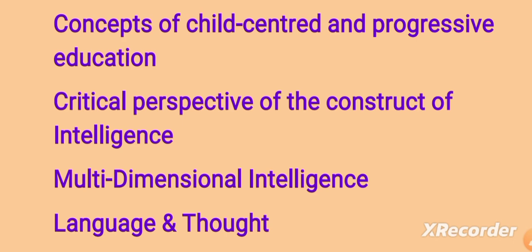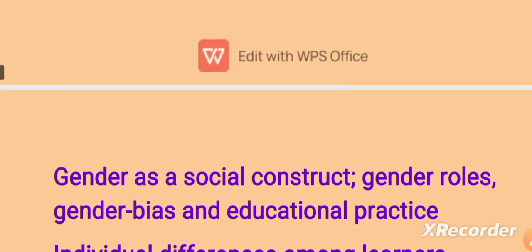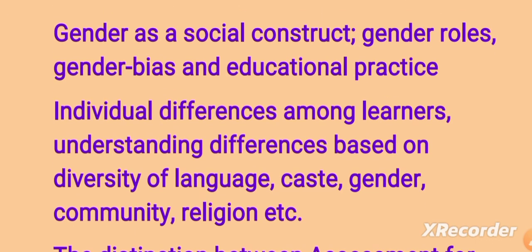critical perspective of the construct of intelligence, multidimensional intelligence, language and thought. Then it will include gender as a social construct, which depends on gender roles, gender bias, educational practice, individual differences among the learners, understanding difference based on the diversity of language, caste, gender, community, religion, etc.